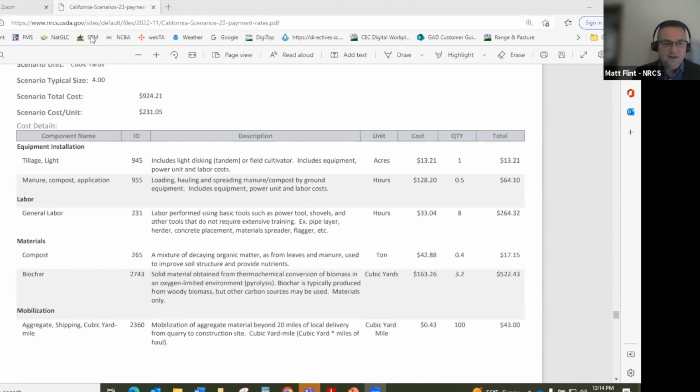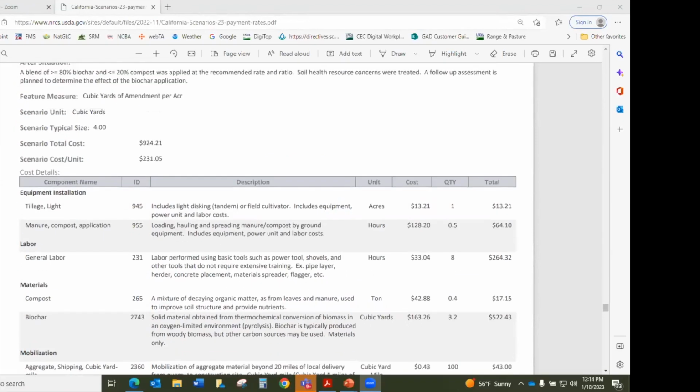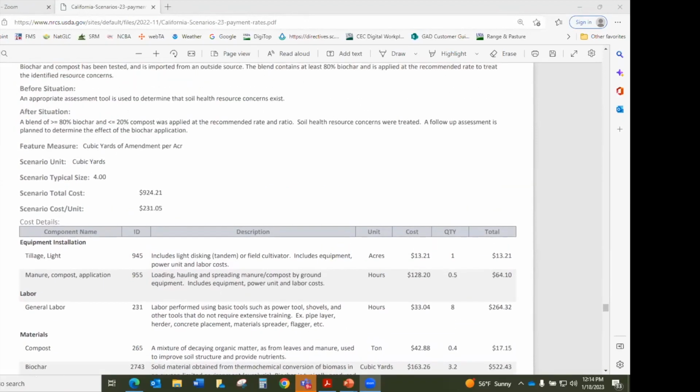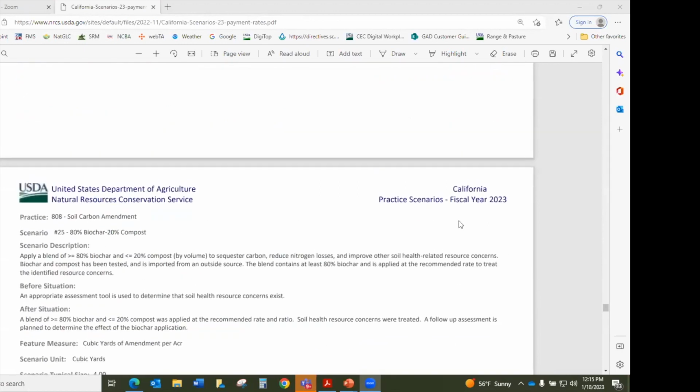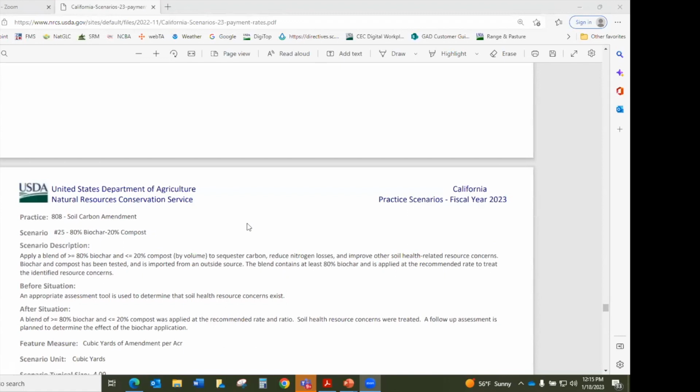Michael, do you want to add anything onto that? Yeah, I would just add, you did a great job, Matt, and that they are evaluated and updated annually. So at the start of the new fiscal year, which is October 1, you would see, as you notice, this is fiscal year 23 payment scenarios for California. The national office will release fiscal year 24 payment scenarios at the start of FY24. So these numbers will change annually based on real world costs.